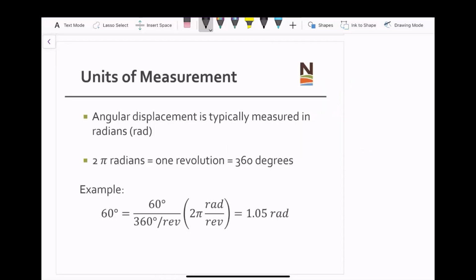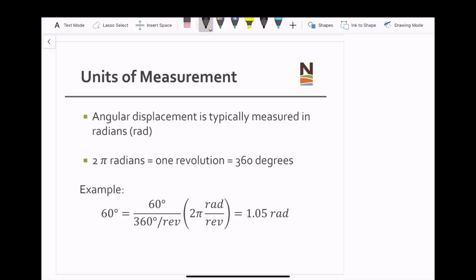Angular displacement is typically measured in units of radians, or rads for short. 2 pi radians equals 1 revolution, which also equals 360 degrees. That means that we can use this in order to convert between these units.